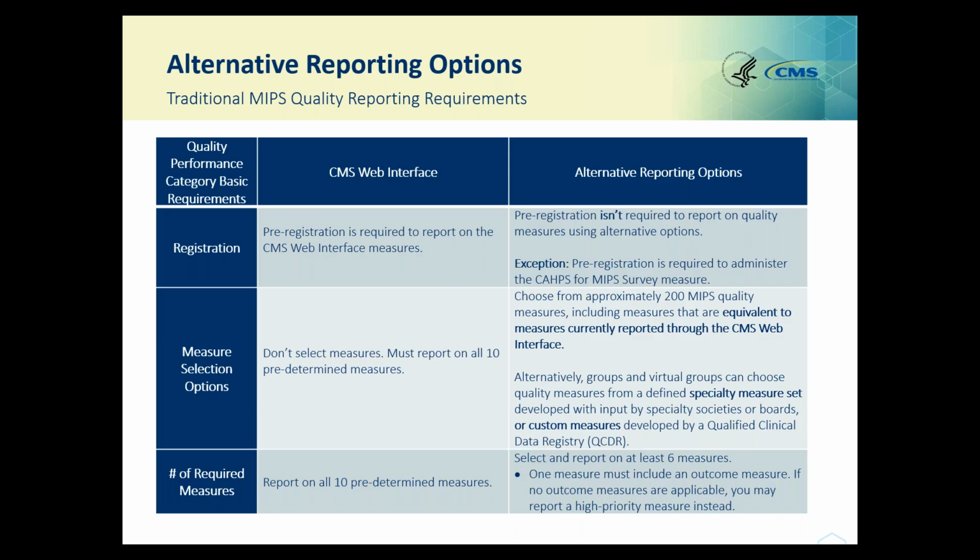The information on this slide provides a comparison between the CMS Web Interface requirements and alternative option requirements to illustrate some of the differences between these experiences. For example, under the CMS Web Interface, you register to use the CMS Web Interface and are required to report quality data for all 10 predetermined measures, whereas under alternative reporting options, there is not a registration requirement, and you get to select a minimum of 6 measures to report.